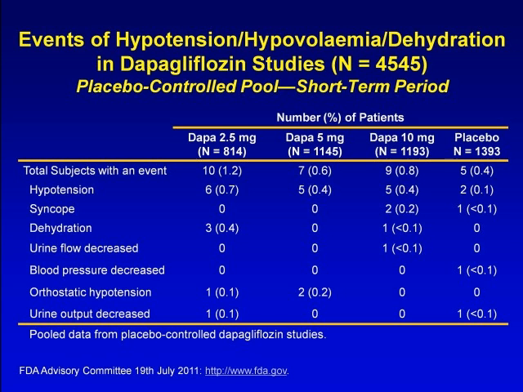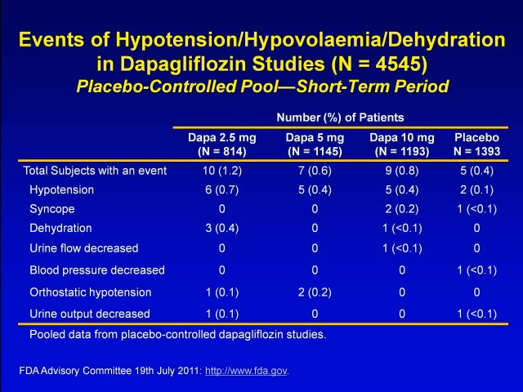What about volume-related side effects? This slide shows data presented with Dapagliflozin, and compared to placebo, the total number of subjects with the volume-related events was higher, but it was fortunately relatively uncommon. It was 0.8% with the highest dose of Dapagliflozin and 0.4% with placebo. Most of this related to a drop in blood pressure, so there was some degree of hypotension. There were a few cases, but very little of syncope.